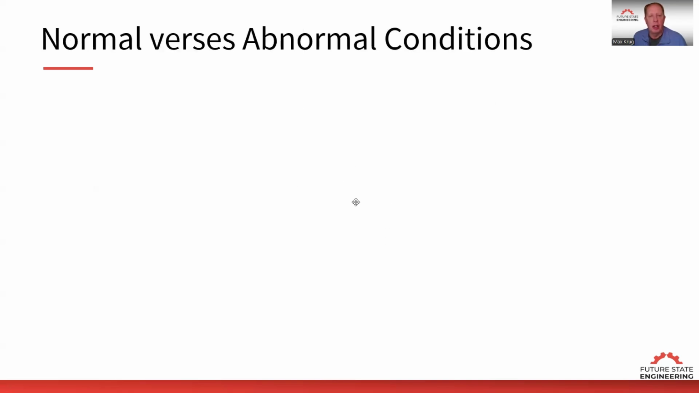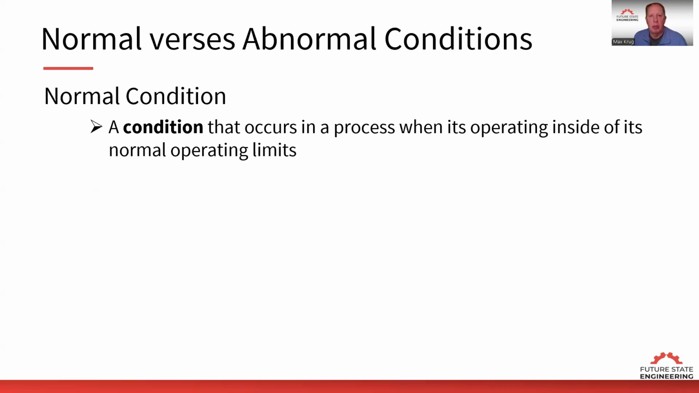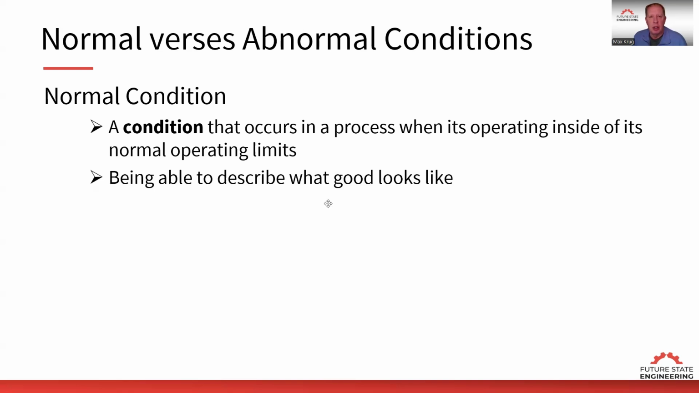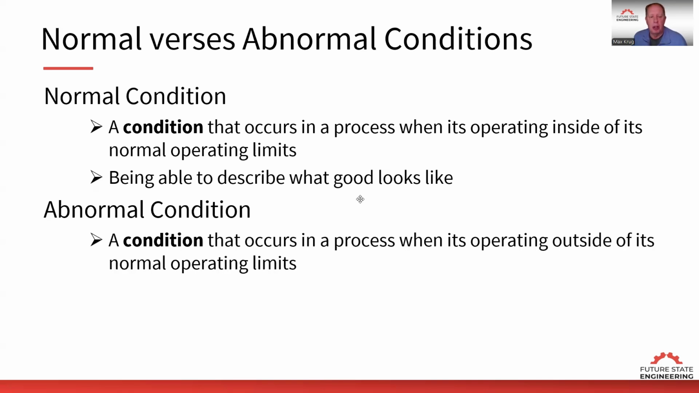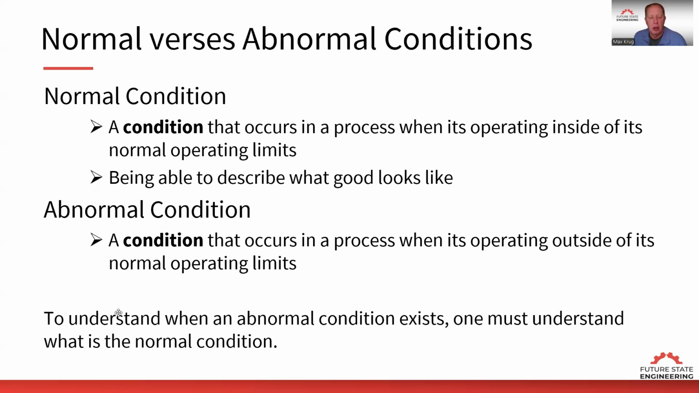So what we want to do is we identify what's normal and what's abnormal. So what's a normal condition? It's when the process is operating inside of its normal operating limits. So, okay, as a team, how do we define normal? And then being able to describe what good looks like. Then, of course, if we can see normal, then we can spot abnormal. So abnormal is something that's operating outside its normal processing limits. So to understand what normal looks like, then we can understand what abnormal looks like.